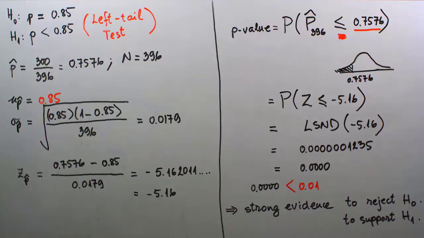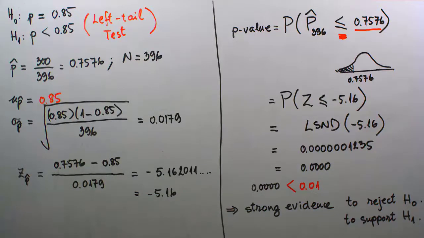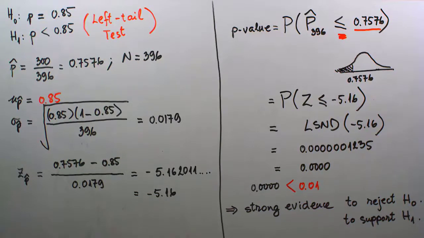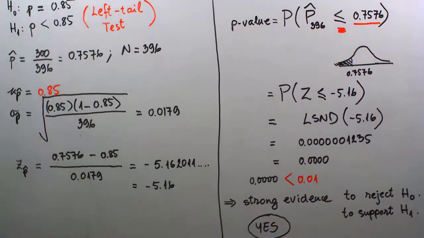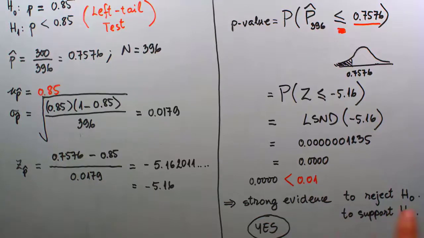And again, looking back at the description of our problem on the computer screen, the format of the question itself is a yes or no question. Is the sample showing strong evidence? We just now decided that our sample is strong evidence, and so the actual answer to this question now is a yes. Is our sample showing strong evidence? Yes, our sample shows strong evidence to reject H sub 0 or to support H1.